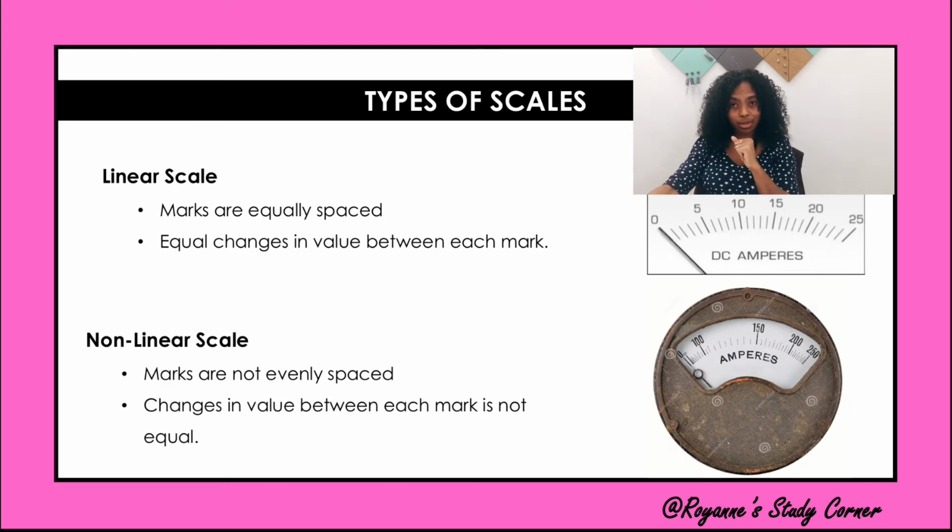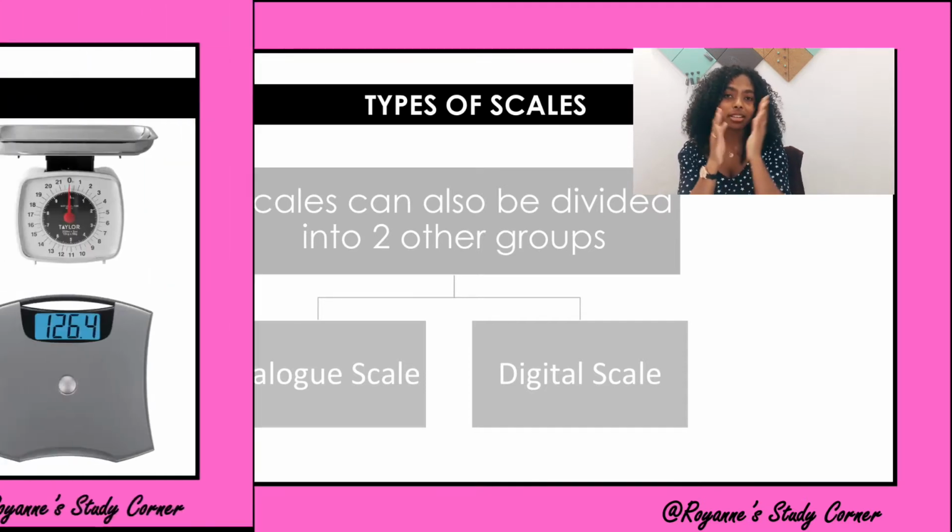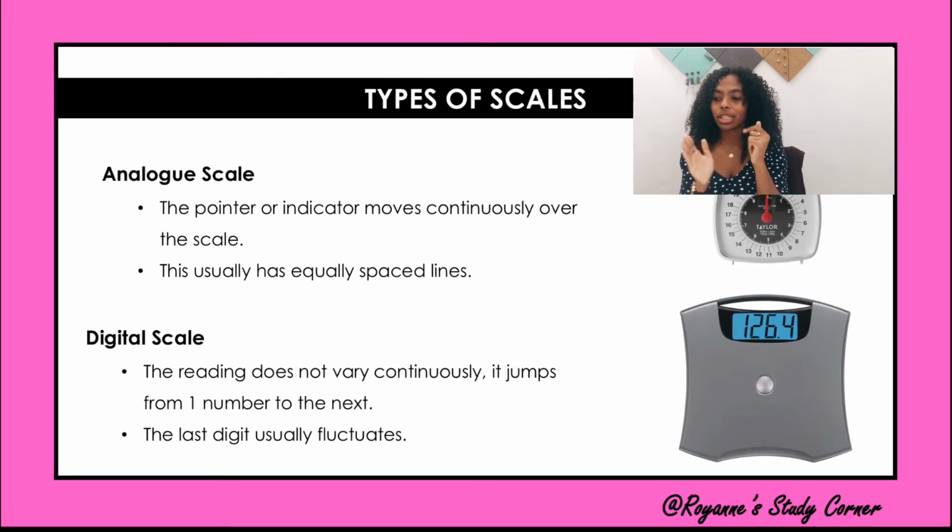There are other types of scales that things can be divided into. One is the analog scale and the other is the digital scale. Analog scale. This is just like the clocks where you have to count and go around. The pointer would continuously move, just like the second hand, minute hand and hour hand on a clock, and it usually has equally spaced lines. Remember, usually, not all the time.